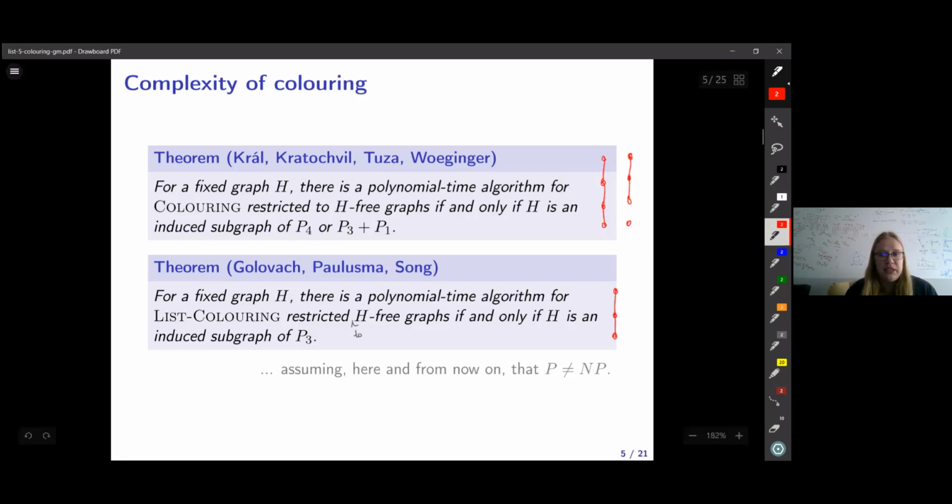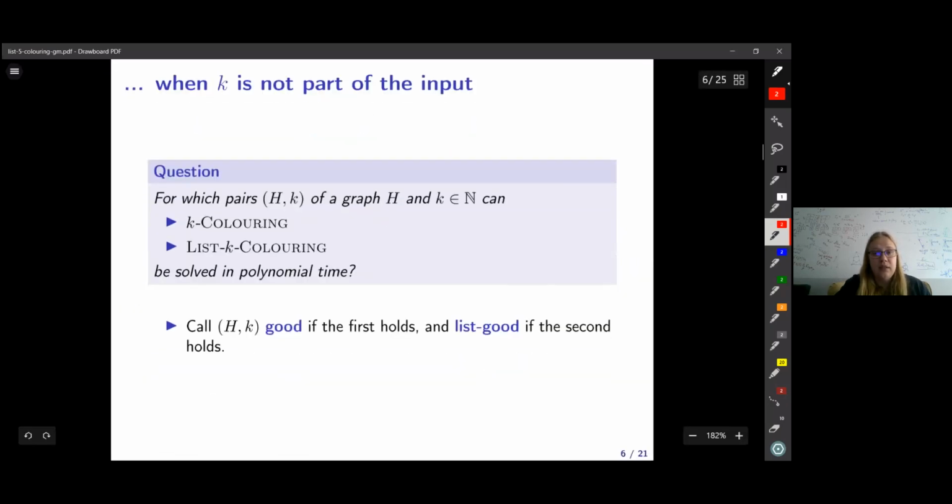Also, just so I don't have to keep saying things carefully, I'll assume that P is not equal to NP. And right, this is a complete answer. This is the complete answer to the question I care about, which is when does restricting stuff to H-free graphs make it easier? When K is part of the input. So now it's not.